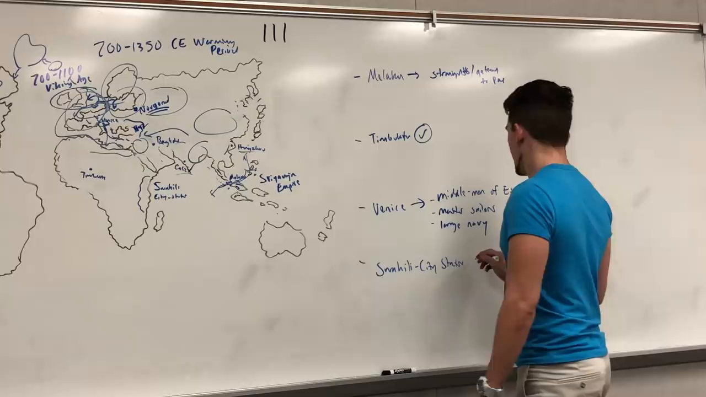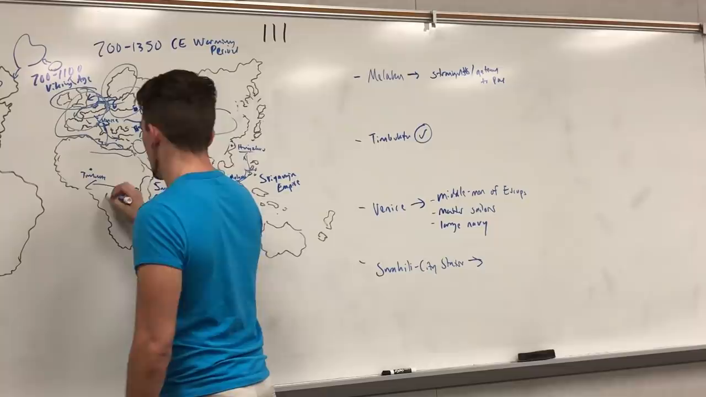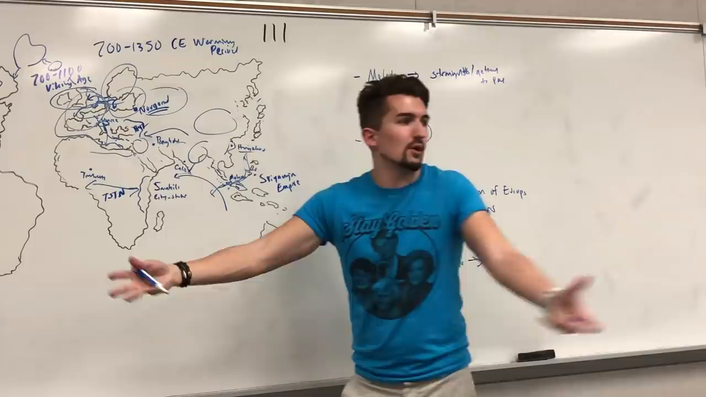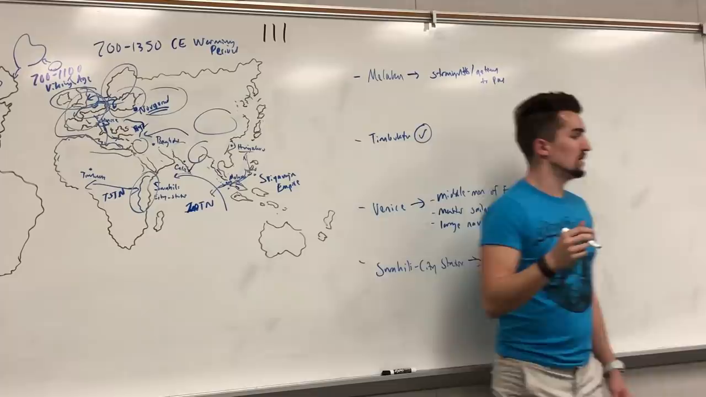Swahili city-states. What trade networks are these Swahili city-states connected to that make them rich? Trans-Saharan trade network, absolutely. And what else? Indian Ocean, right? The monsoon winds really dump you off on that coast. All right, cool. The Indian Ocean trade network. So they get a ton of traffic going from West Africa and from the Indian Ocean as well. So they have a lot of copper, gold, and ivory that they're able to offer, and people are going to buy that.